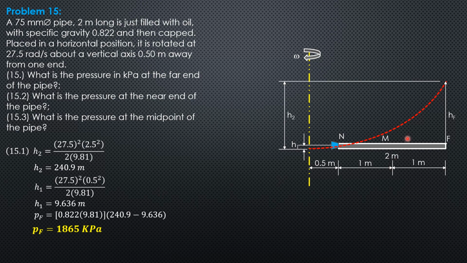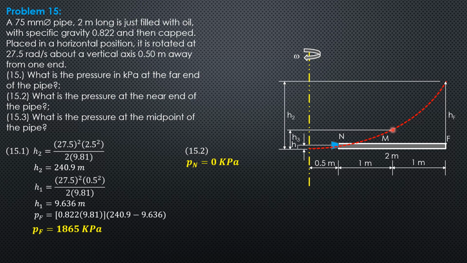Then for the second question, because the surface of equal pressure equal to zero passes through the near end, because the initial pressure is zero there, the pressure at the near end is 0 kilopascal.